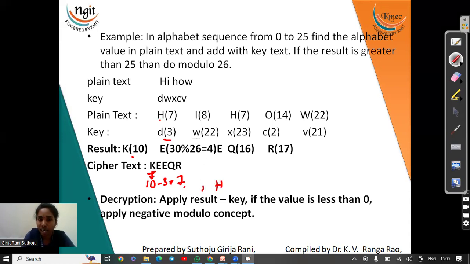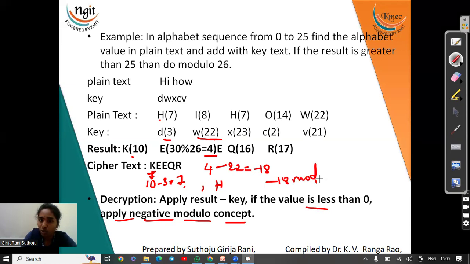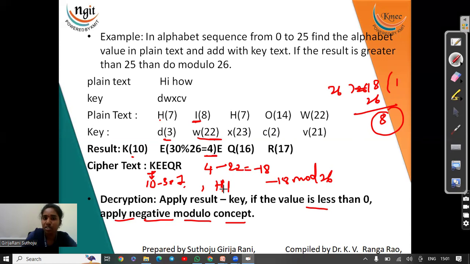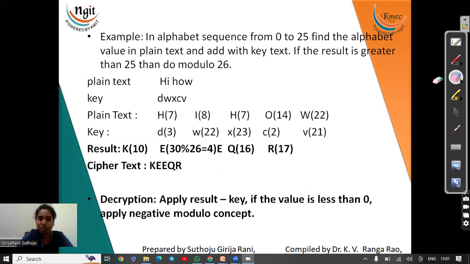Now, the next one I have is 4, and the key value is 22. 4 minus 22 is minus 18. Since it is less than 0, I apply the negative modulo concept: minus 18 modulo 26 is 8. What is the value 8? I. So like this, we decrypt back our data with proper mathematics of cryptography.